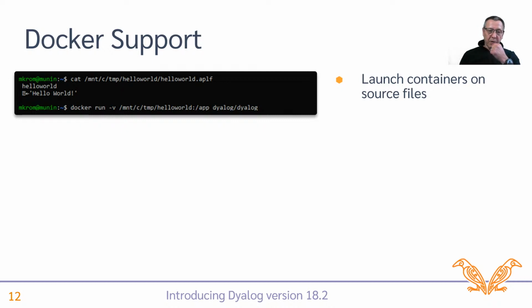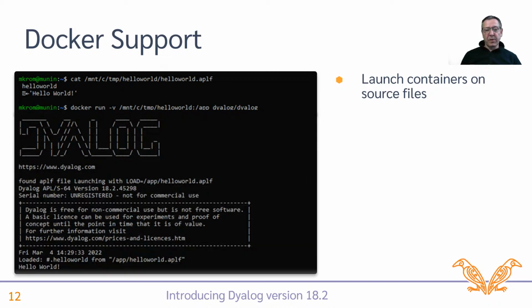So the example in the screenshot we can see here is under Linux. We're looking at a file called hello world.aplf, which contains the source code for a function called hello world. And the way the default Dyalog Docker container is set up, if you mount a volume containing some APL code, it could be a workspace, so in this case it's a folder. If you mount that into the container with the name app, then when the container starts, it's going to set up the load parameter and launch the APL interpreter on that.